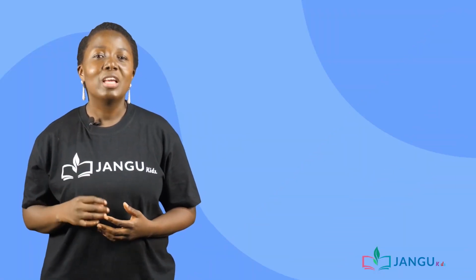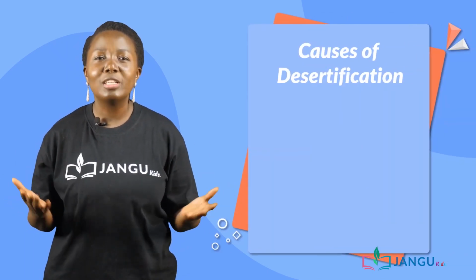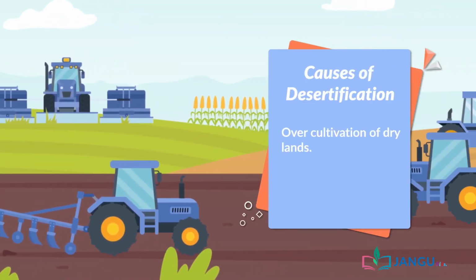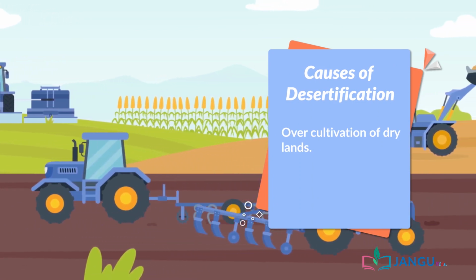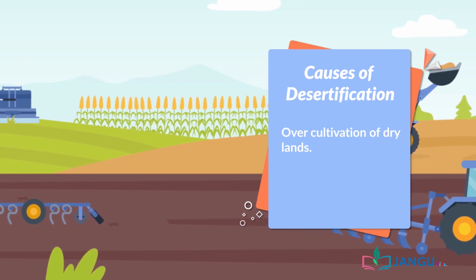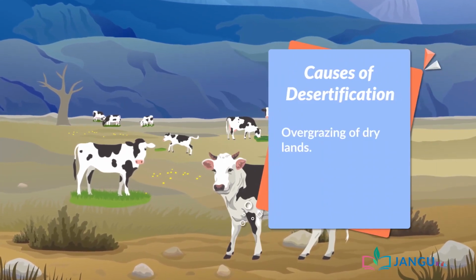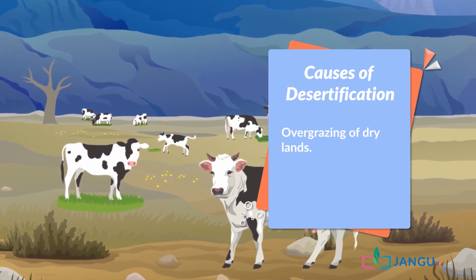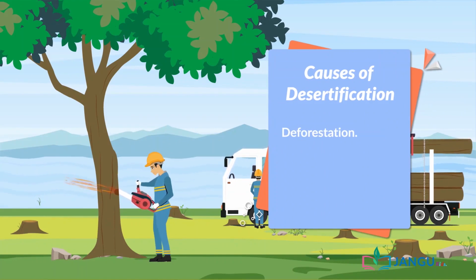While climate change is a big cause of desertification, some human activities can also lead to desertification, and they include overcultivation of dry lands. This means excessive cultivation of lands, causing the nutrients in the soil to be depleted faster than they are restored. Overgrazing of dry lands. Overgrazing removes vegetation, causing erosion and loss of topsoil. Deforestation. Destruction of forest areas by cutting down trees.